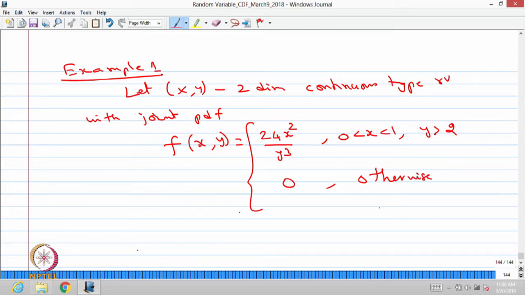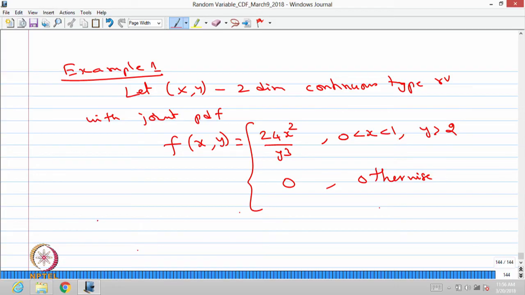So, this problem we have just now discussed when two random variables are of the continuous type. For that we found the k, that k value was 24, and we found the probability of x between some interval. Here we will verify whether these two random variables are independent or not. So, this is a joint probability density function.